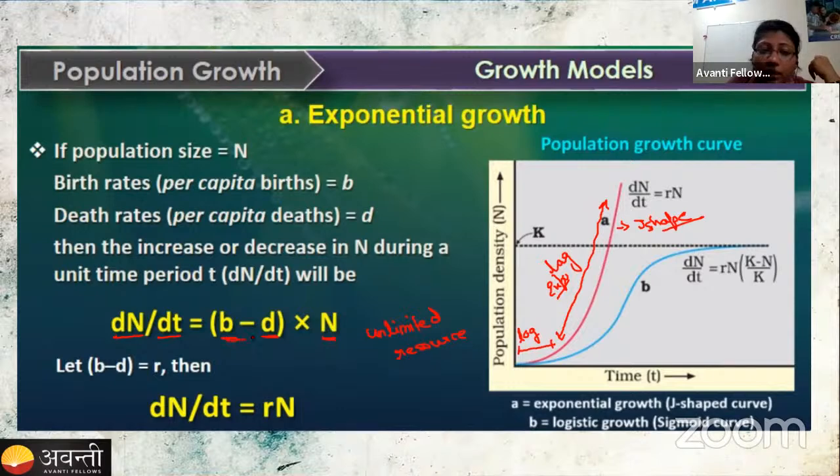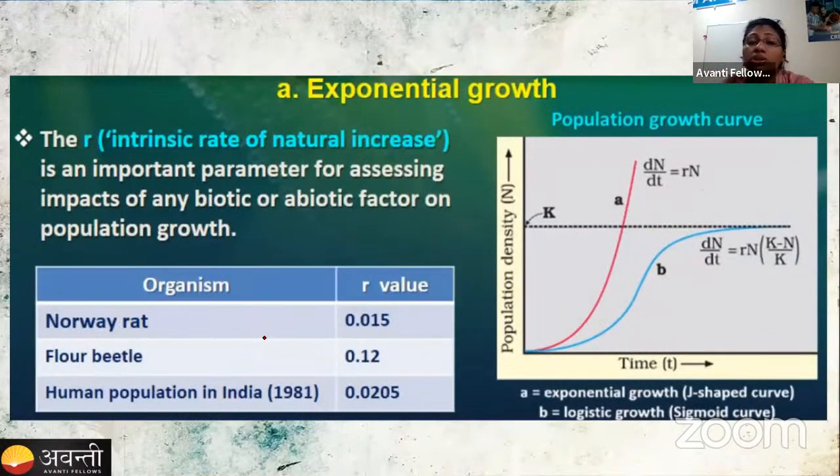If we take a constant for this B minus D, that is r. This r is also known as the intrinsic rate of natural increase. This is the intrinsic factor of an organism which helps it to reproduce and increase. As the r value increases, the slope also increases. So it is the most important parameter for assessing the impact of biotic and abiotic factors.